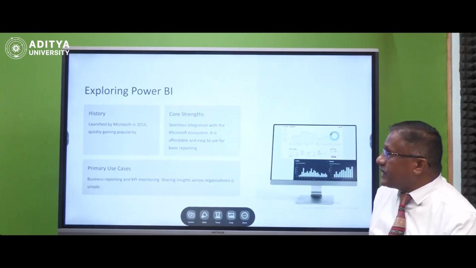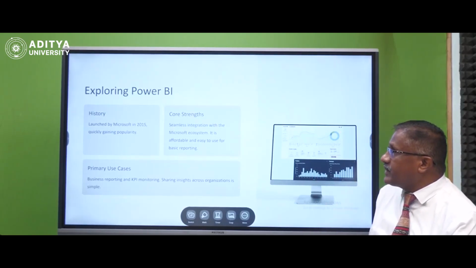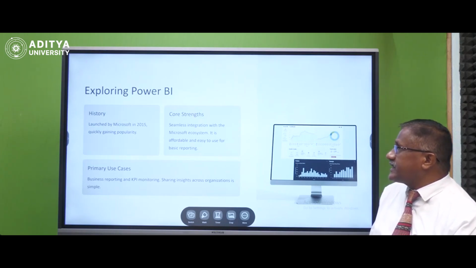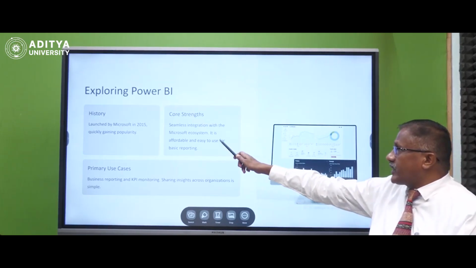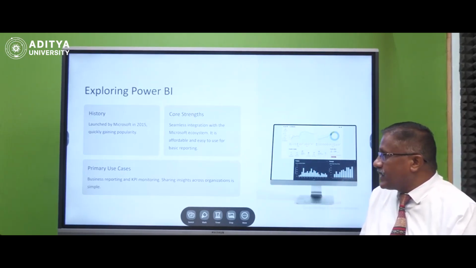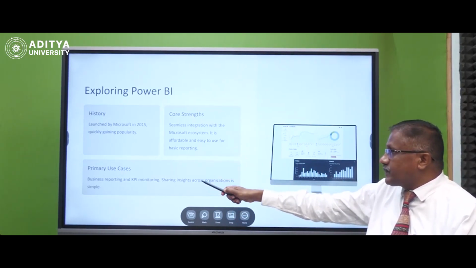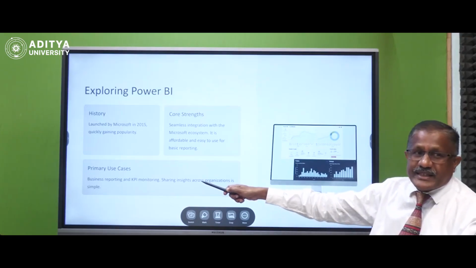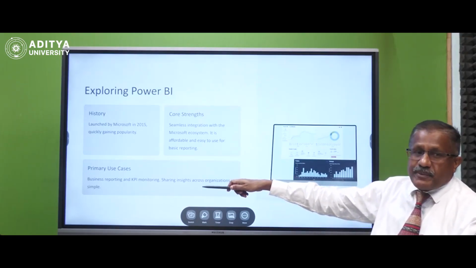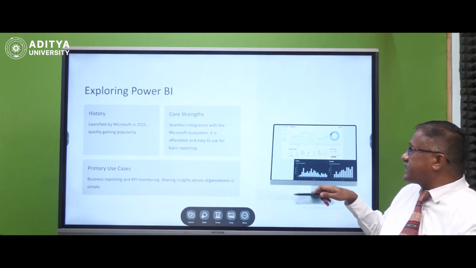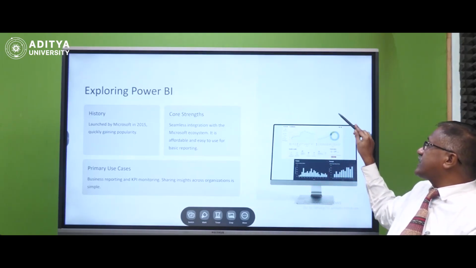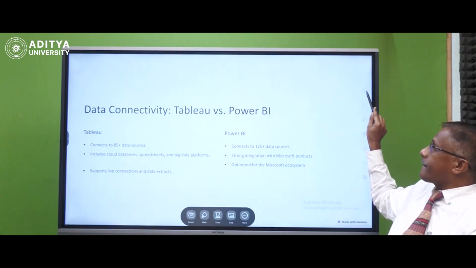Now BI means business intelligence. Power BI was launched by Microsoft in 2015. Its core strength is seamless integration with the Microsoft ecosystem. It is affordable and easy to use for basic reporting. The primary use is business reporting and KPI, key performance indicator monitoring. Sharing insights across the organization is very simple with the help of Power BI.